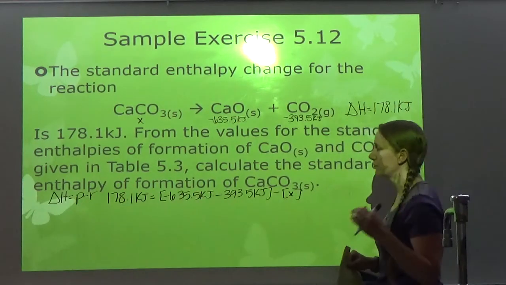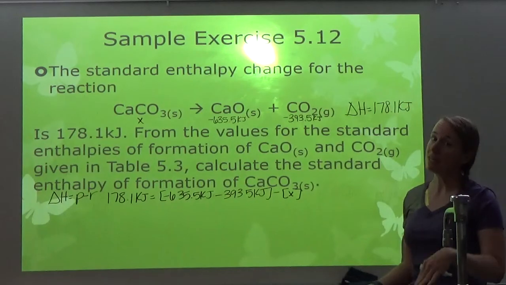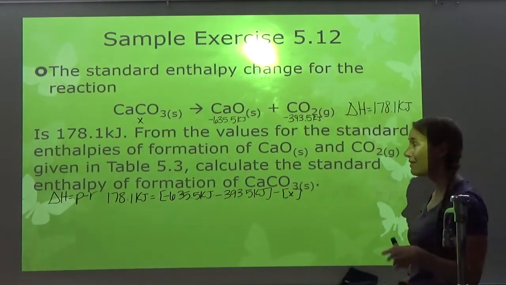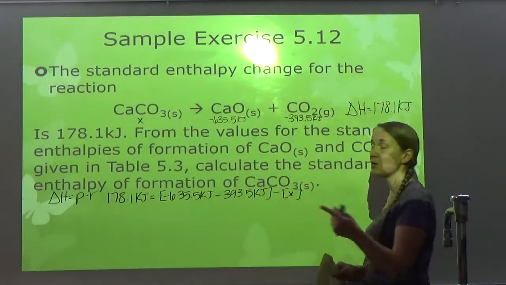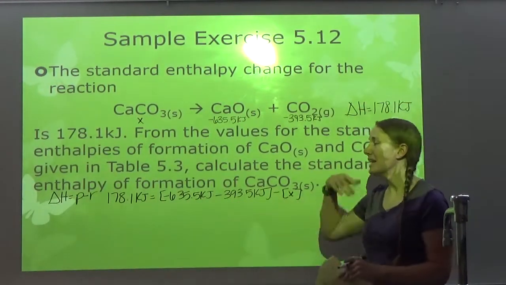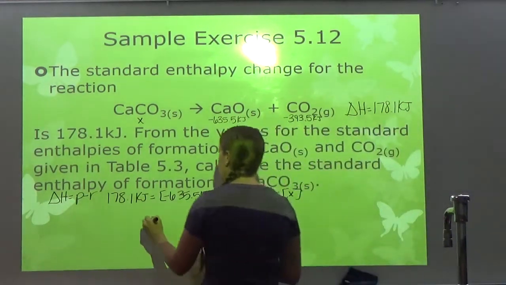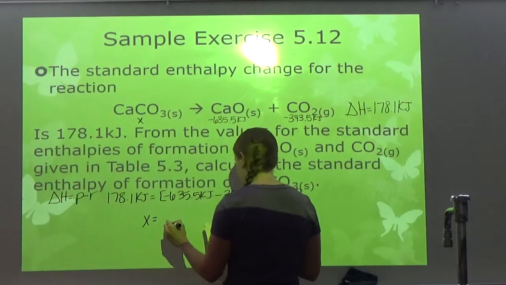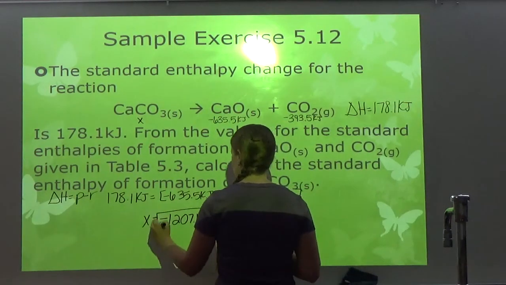is X. Okay, so now all I need to do is solve for X, which again, in and of itself sounds pretty simple, but a lot of you might mess up the math. Like you might forget it's minus X, so X is technically negative right now. You might have forgotten this negative sign. There's just so many things that you could do wrong. But once you solve for X, you should end up getting negative 1,207.1 kilojoules.